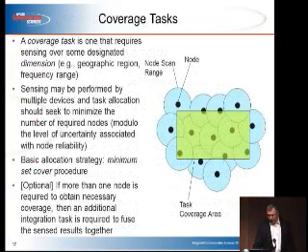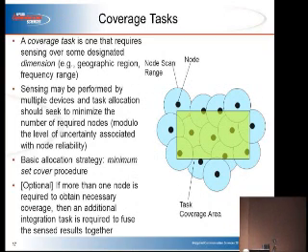So a little bit more about an example of such a task and what we found. Let's consider an example of a coverage task. In this task, we want to sense over some designated dimension, such as geographic region or frequency range. And here's an example where we're trying to scan a geographic region. The idea is that we have multiple devices that are deployed here. Each device has an effective sensing range. And we can select which devices can be used to perform this task such that we cover the entire region while minimizing the number of required nodes.